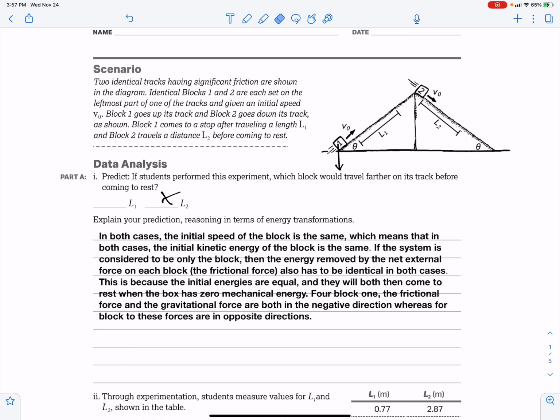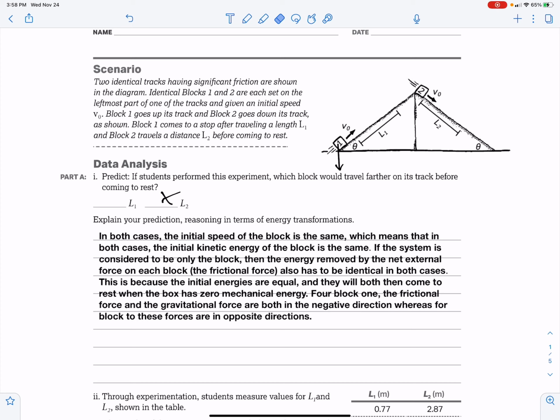In both cases, the initial speed of the block is the same, which means that in both cases, the initial kinetic energy of the block is the same. If the system is considered to be only the block, then the energy removed by the net external force on the block, which would be the frictional force, also has to be the same. This is because the initial energies are equal, and they will come to rest when the block has zero mechanical energy.